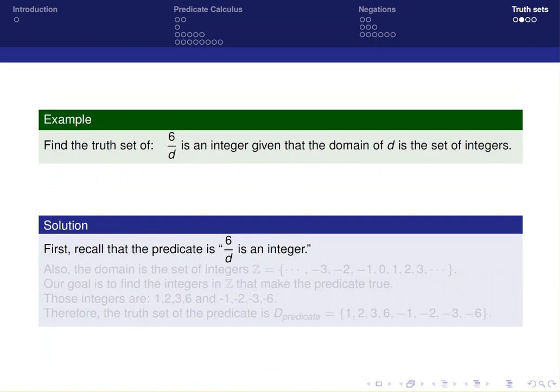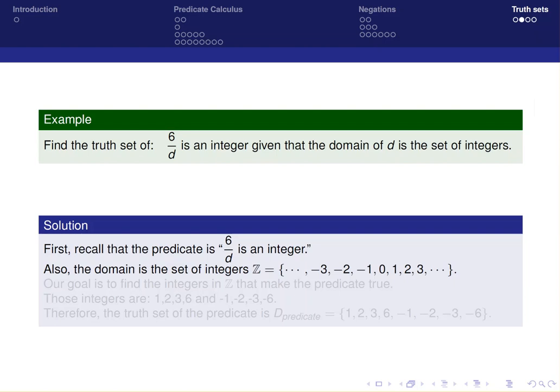Here's another example. Suppose I want to find the truth set of "6 over d is an integer," given that the domain of d is the set of integers. So in other terms, I want to figure out which numbers I can put into here so that the result is an integer. And the numbers that I'm allowed to pick from are themselves integers. So I can pick any of the integers, negative 10, negative 9, and so on and so forth, all the way to positive infinity. I can pick any integer I want.